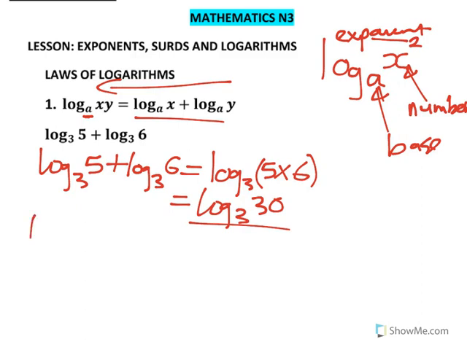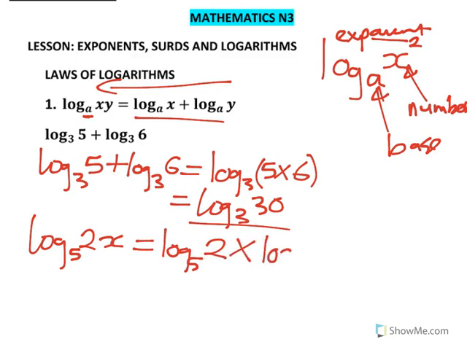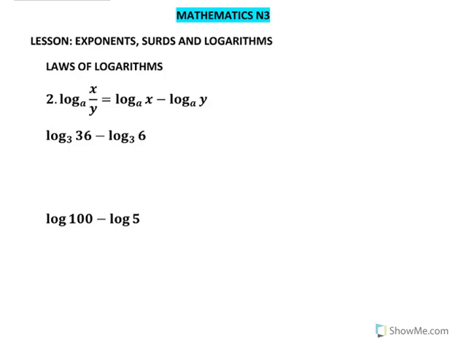That's what it means by using the laws of logarithms. In other ways, also, if they give you log base 5 of 2x, this is the same as log base 5 of 2 plus log base 5 of x. That's what they mean using that law, but in this case it is going in that direction.